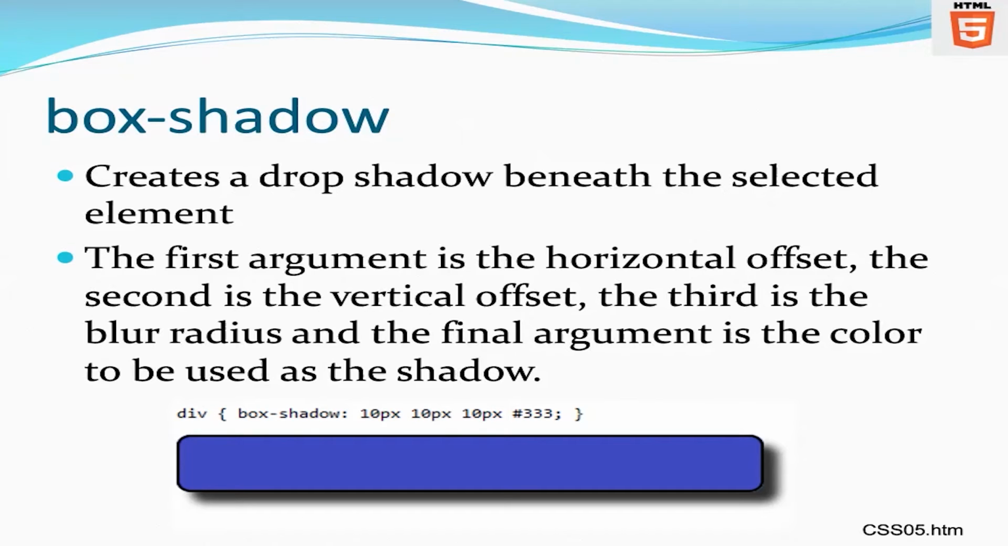Box shadow, horizontal offset. That's the first value there. Horizontal offset, as in the offset on the x-axis. Vertical offset, that's the second value, y-axis.